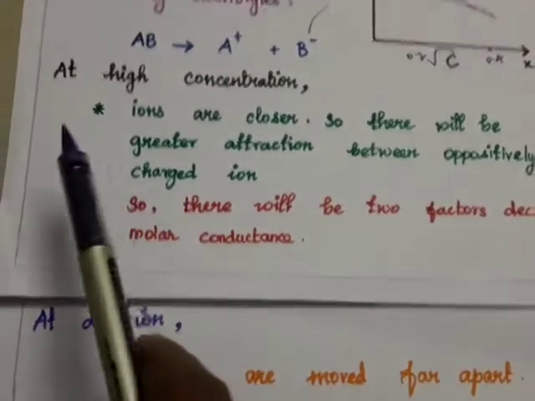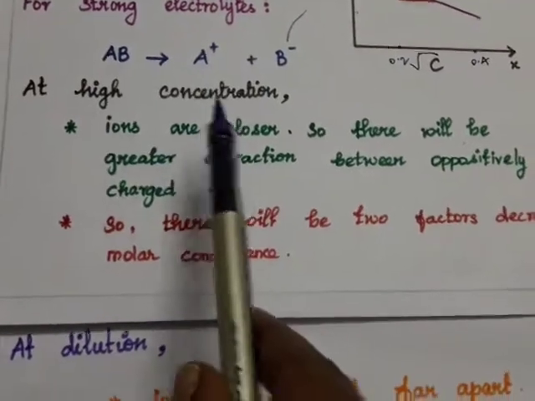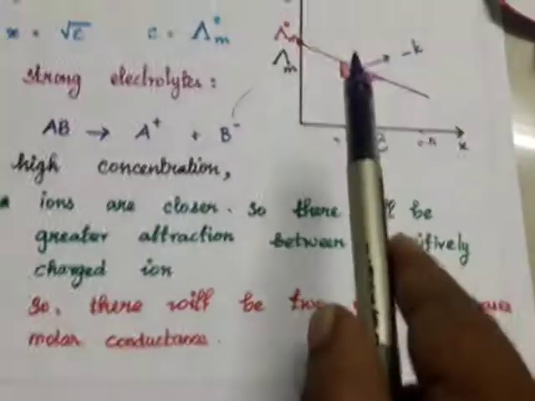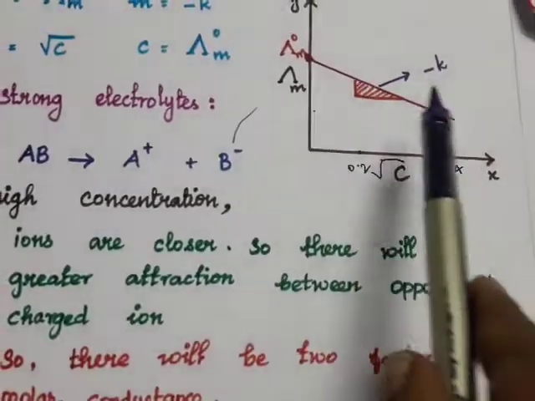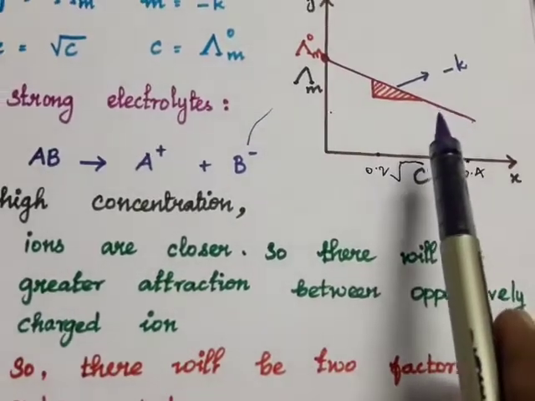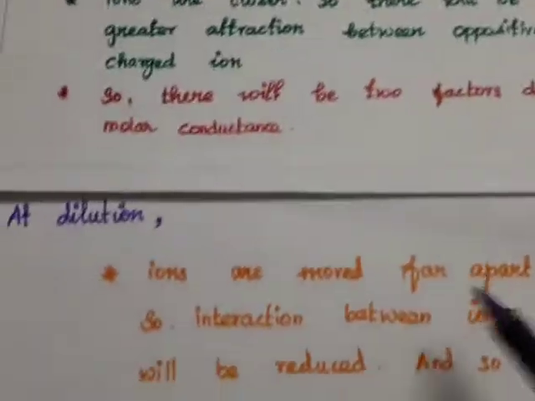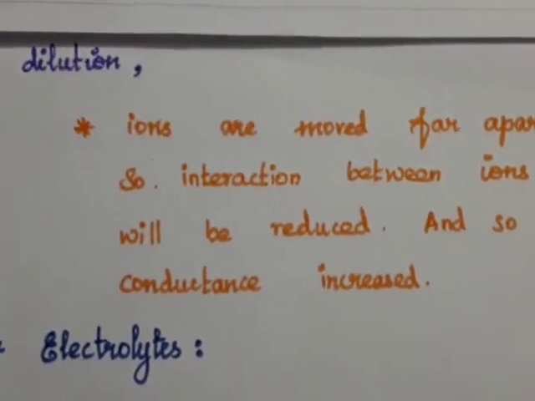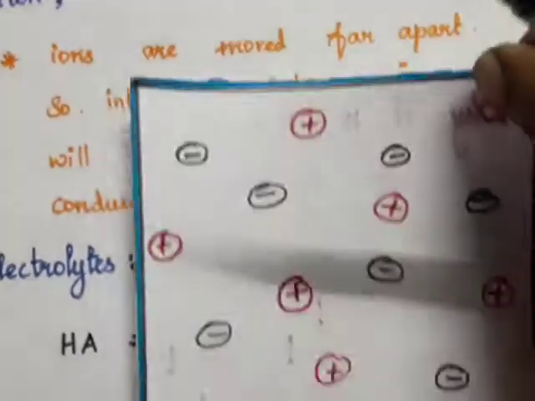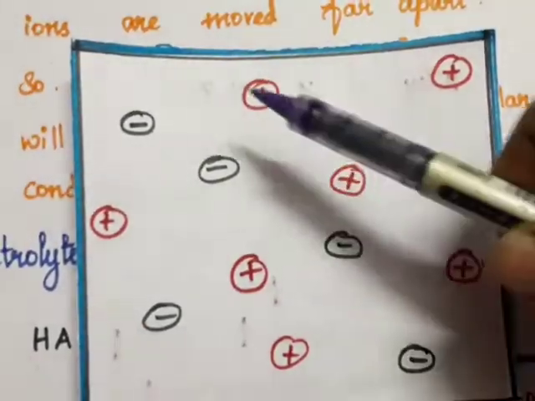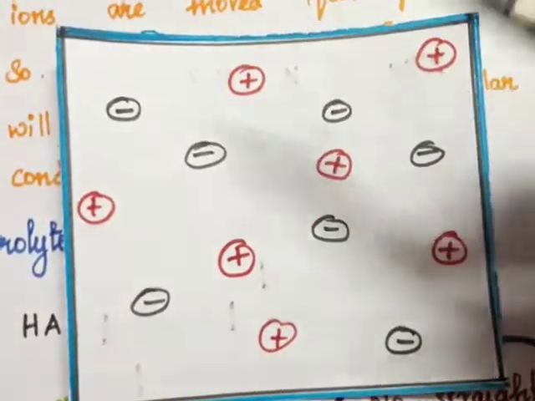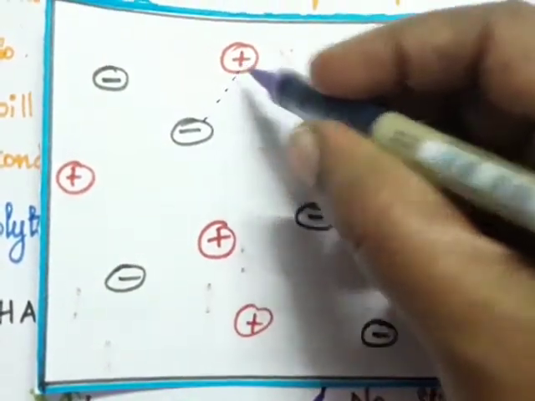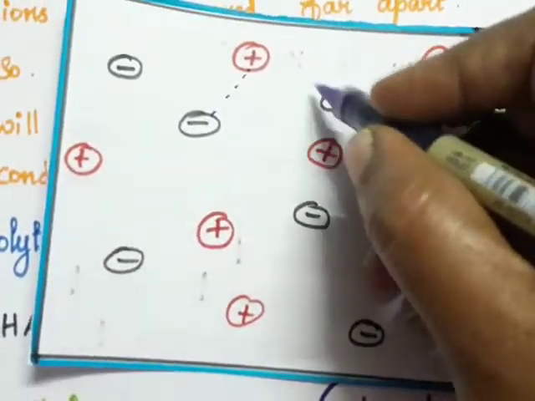So we have seen for strong electrolytes at a high concentration. Now we are going to see dilution, which means when we reduce the concentration, or when we increase the dilution, what happens? Why does it increase, right? Because when we dilute the solution, what will happen? The ions are moving far apart, right? The ions are moving far apart. So what will happen? The attraction between the oppositely charged ions will be reduced, right?